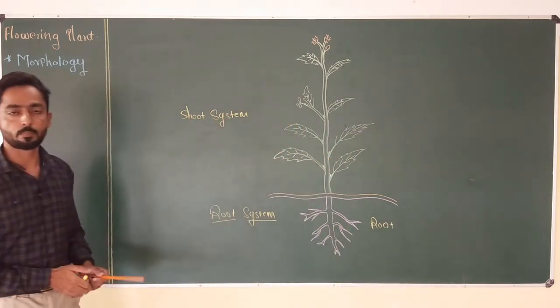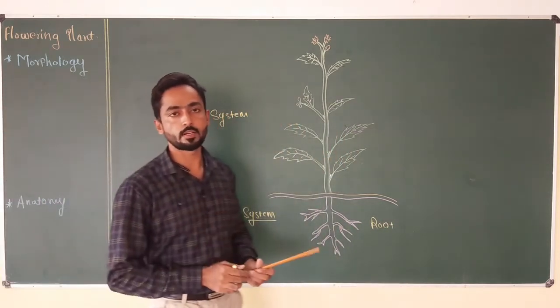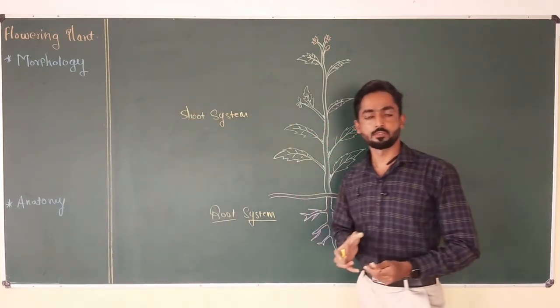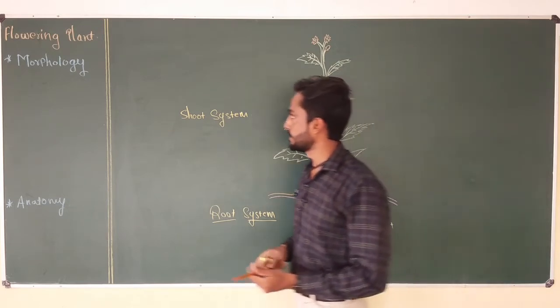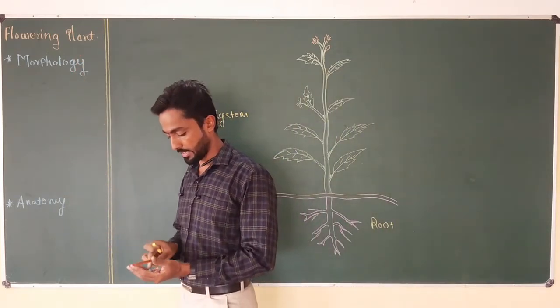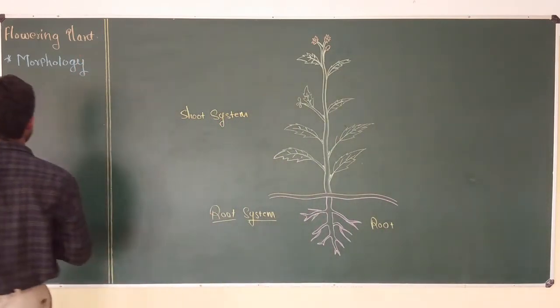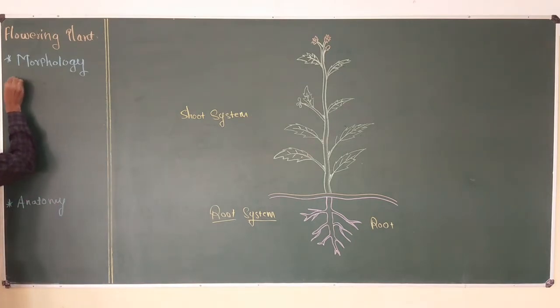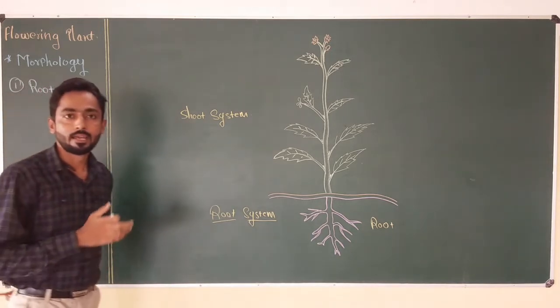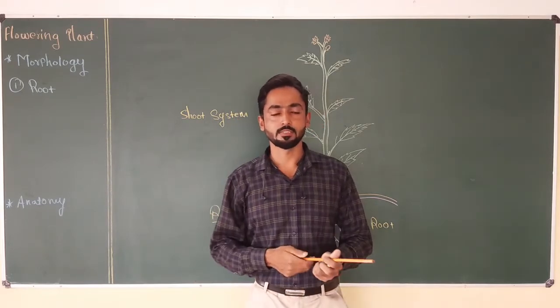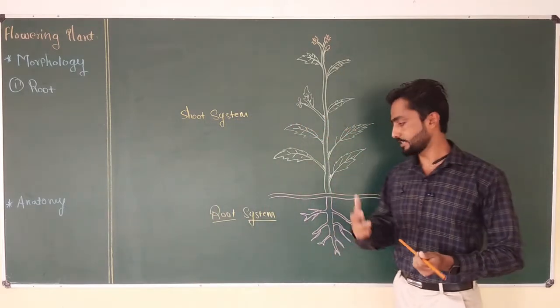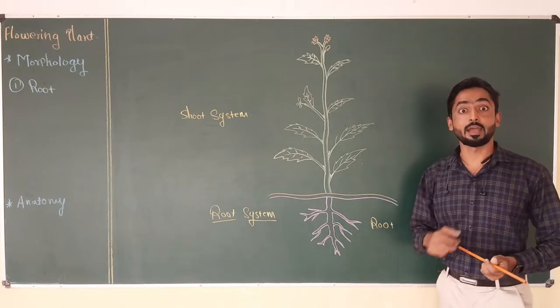And in angiospermic plants, 2 different types of roots are mainly observed, like taproot and adventitious roots. So in the morphology of the flowering plant, first I am going to discuss the roots. The roots of flowering plants perform different types of functions, and sometimes these angiospermic plants also modify their root system to perform some additional functions.